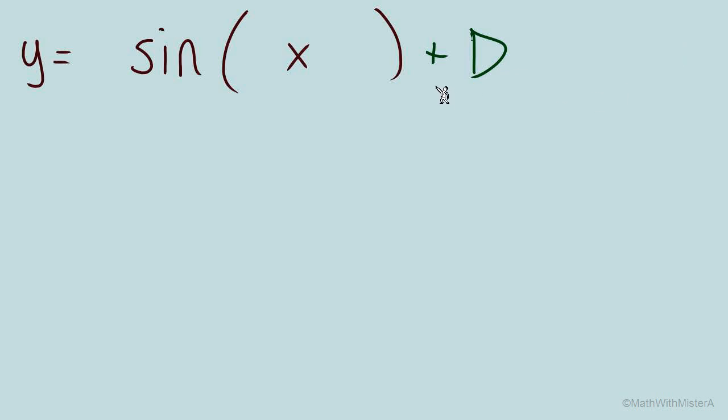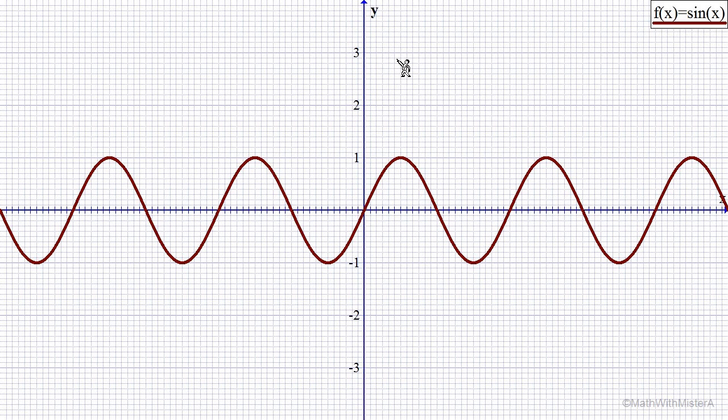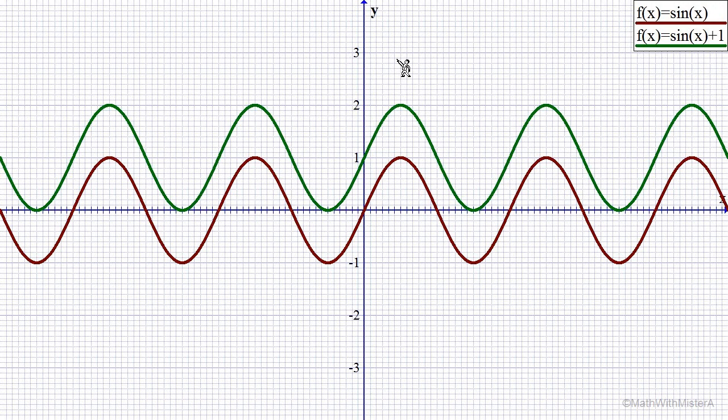Next transformation we'll look at will be some constant added on to the end of the function, the d transformation. Back to our base function sine of x, if I look at the graph of sine of x plus 1, I see the entire graph has been shifted up 1 unit. Any point that I pick on the red graph, if I go up by 1 whole unit, I'll land on the green graph. Whether it's right on the middle line, or if it's a valley, up by 1 takes me to right there, or a peak up by 1 will take me there.